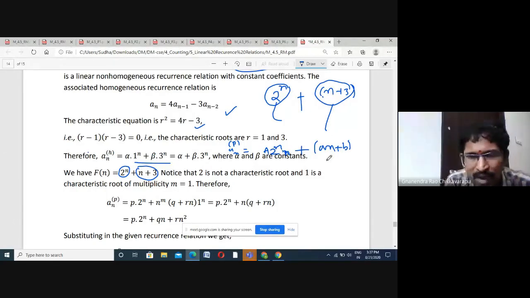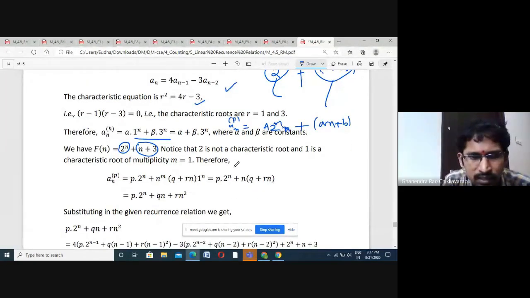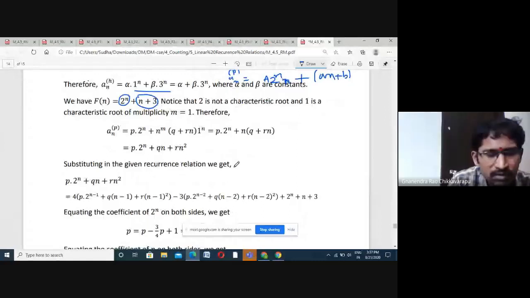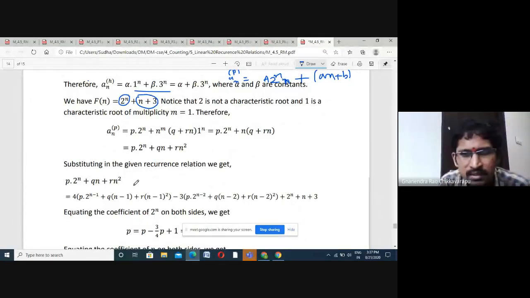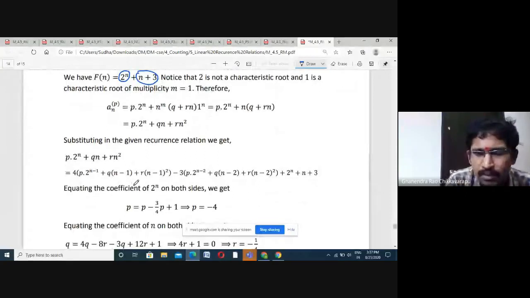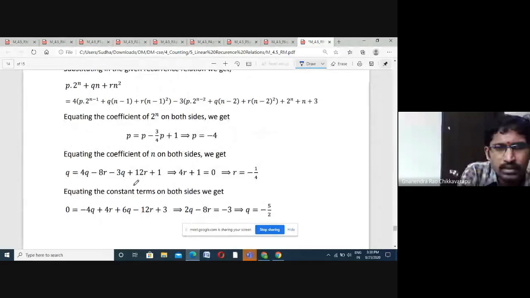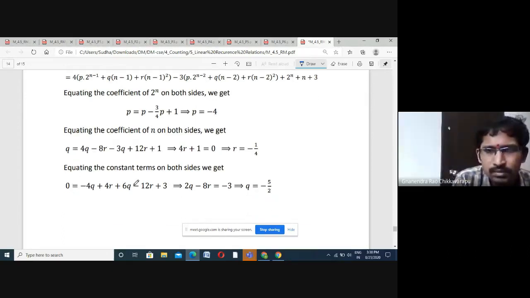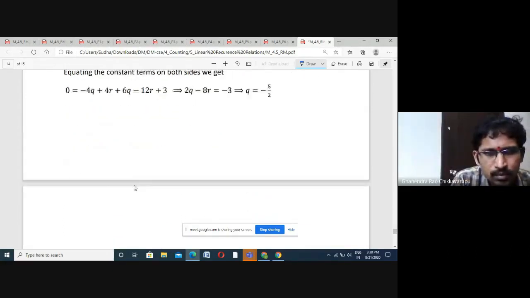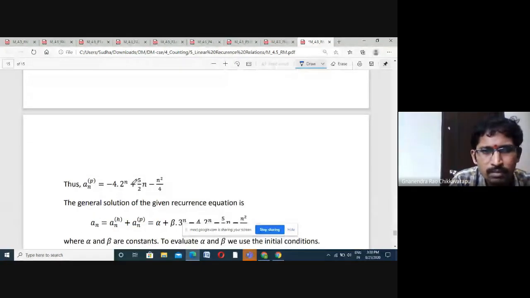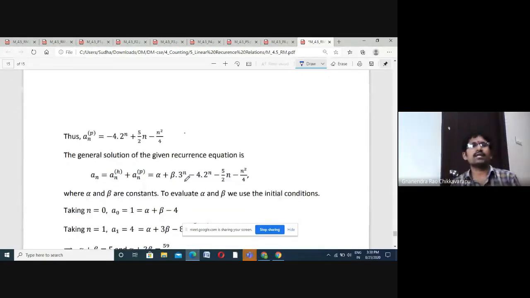You substitute this a and b in the entire non-homogeneous equation, and you will get a relation, a polynomial on the left side and a polynomial on the right side. Equating the coefficients, you will get the unknowns, where p is equal to -4 and r is equal to -1/4. Put it on paper after this class, this is the real work. So a_n^p will be -4 into 2 power n plus 5 by 2 into n minus n square by 4. At the end, you need to write a_n as a_n^h plus a_n^p.